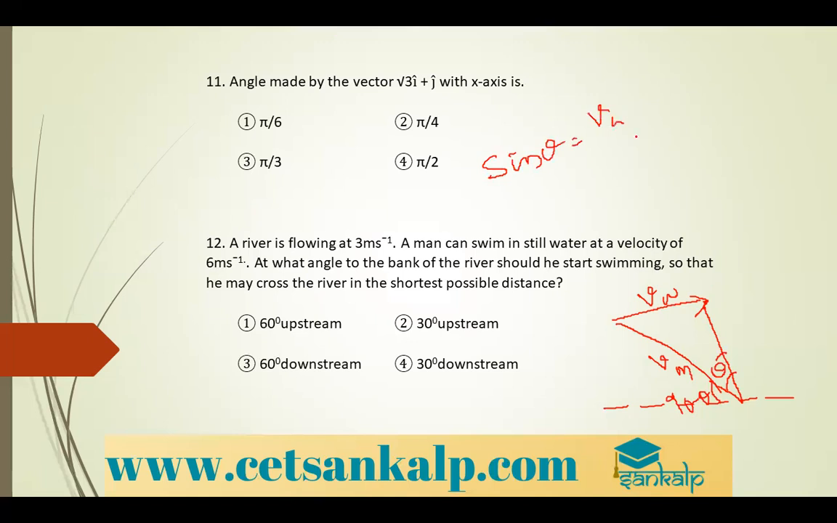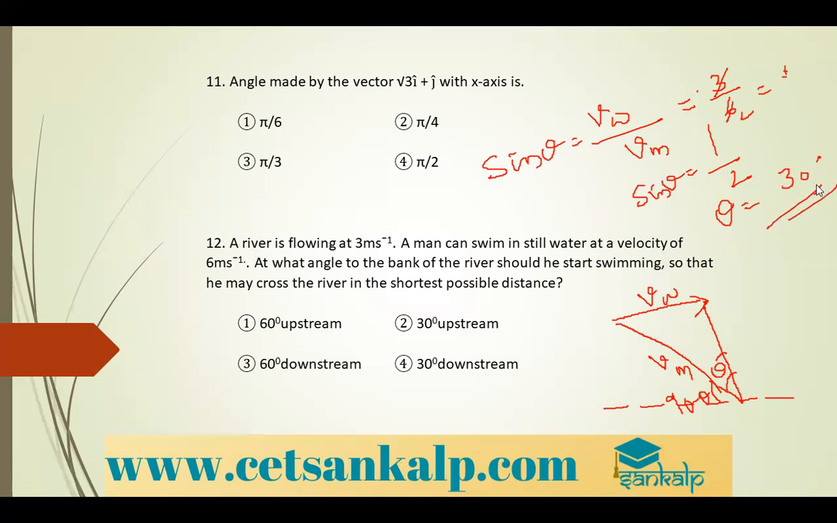VW divided by VM. So VW is nothing but 3, VM is 6. 3 ones are 3, 3 twos are 6. So finally it is 1 by 2. Sin theta is equal to 1 by 2, so theta is equal to 30 degrees.